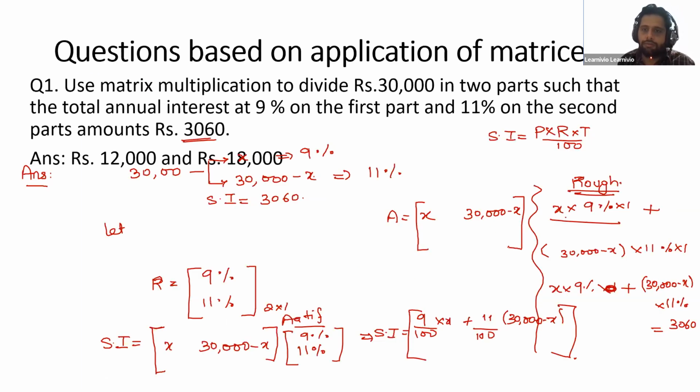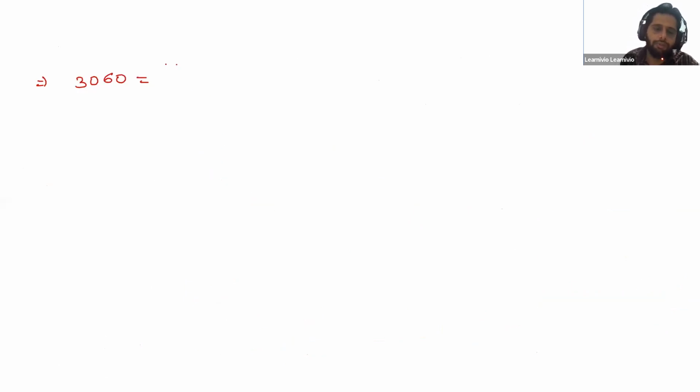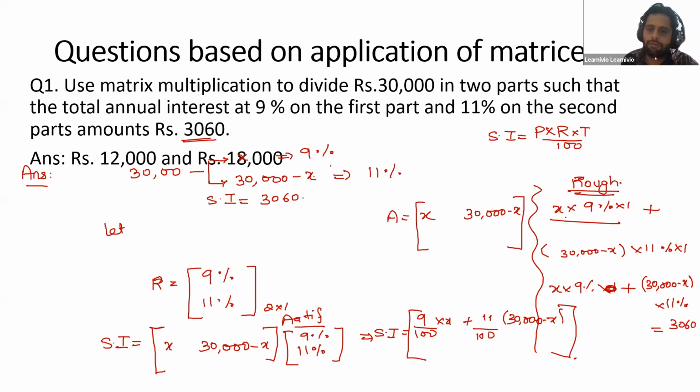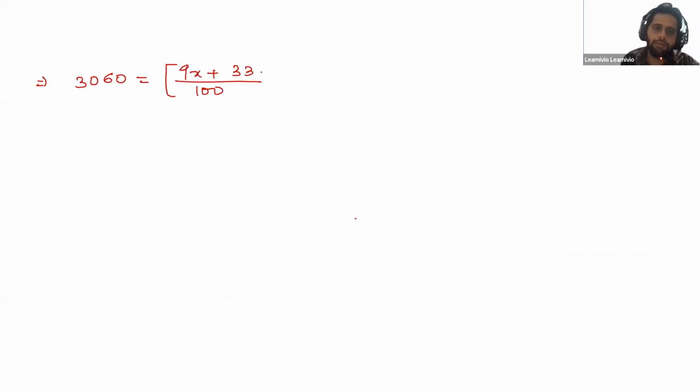Okay, now how can we solve this? Simple interest is what? 3060, and this is equal to this one. Okay, so just take the LCM. So here we will get LCM 100, and this is 9x plus 33 minus 11x. Okay, and this is equal to 3060.